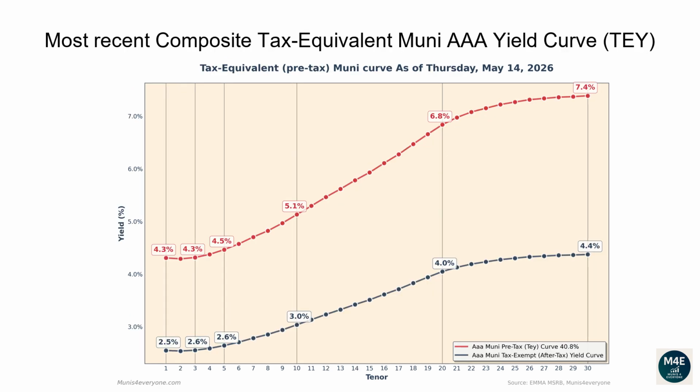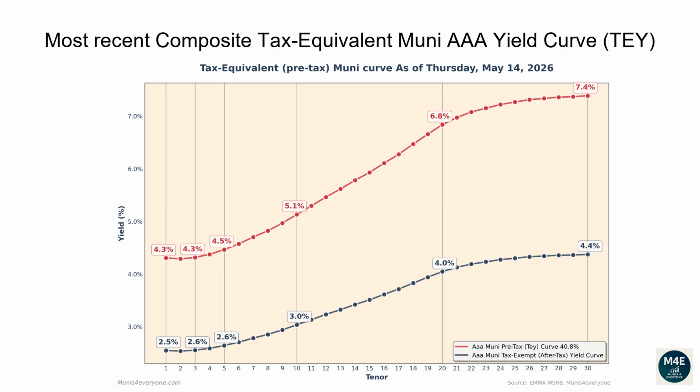Let's now go over the most recent composite tax-equivalent Muni AAA yield curve. The following graph shows, in red, the tax-exempt after-tax Muni yield curve, versus in blue its tax-equivalent pre-tax version, assuming a 40.8% top tax bracket, as of May 14, 2026. Why would you care to see the tax-equivalent version of the Muni yield curve? More on this later. Let's first go over the pre-tax, aka tax-equivalent yield curve.